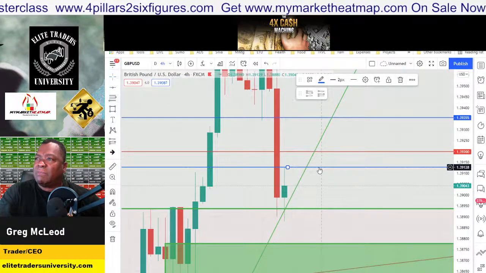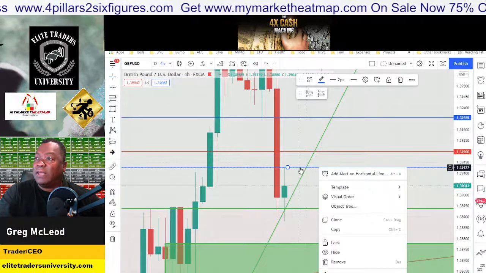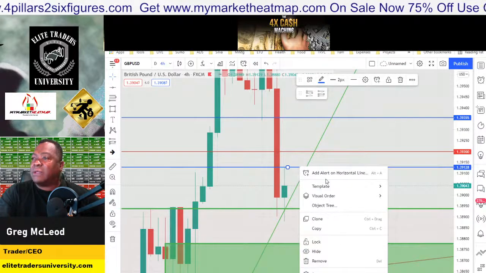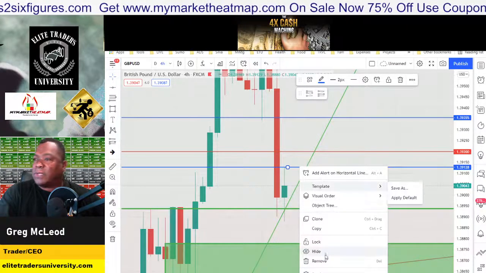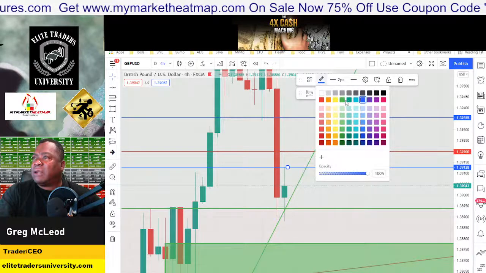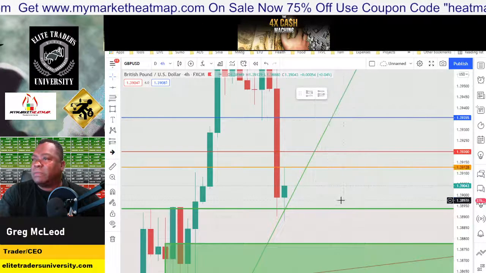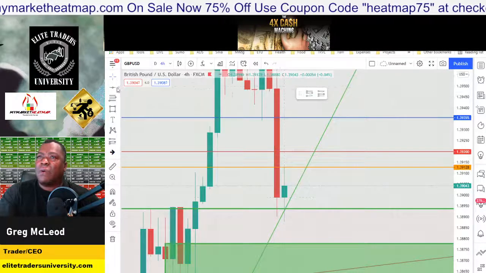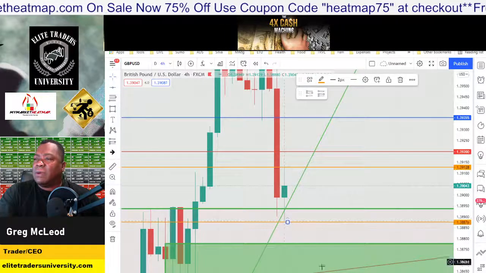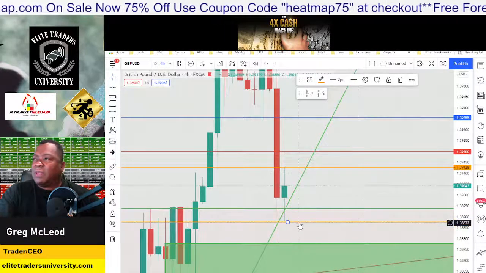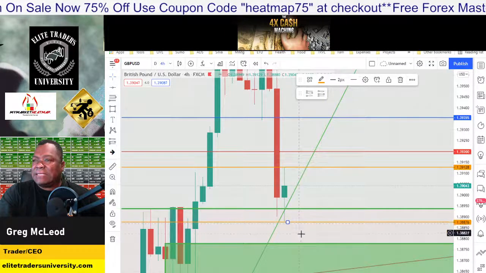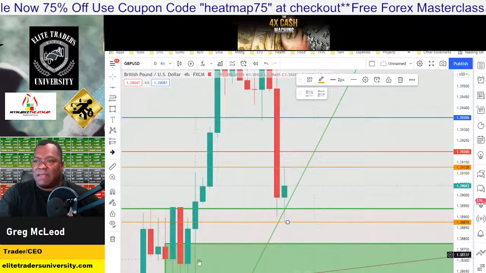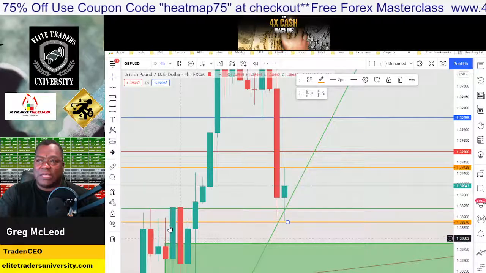I'm not going to make it blue because my blues are reserved for my weekly trends, right? So let me make that orange. Okay. Orange. Aren't you smart? There we go. So there's your range right there. If we break below 38.86, then we go back. I mean, we've got the demand zone, all that congestion sitting there.